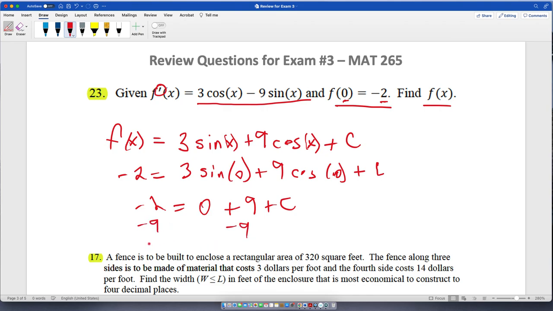And that gives us negative 11 is equal to C. So what we want to be careful on our final answer, we want to list f of x equals 3 sine x plus 9 cosine x minus 11. Okay, so have that all there.